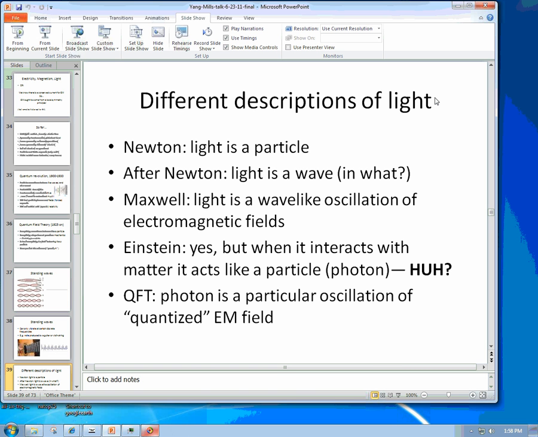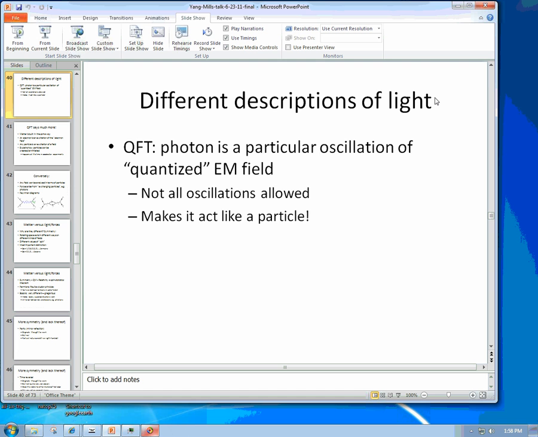Yes, fields are important, but the way fields work, because of quantum mechanics, they're unavoidably quantized, somewhat like that standing wave example, so that only particular excitations of the field are allowed. So a photon is a particular kind of oscillation of the quantized electromagnetic field. Not all oscillations are allowed. They come in discrete sets, and that makes it act like a particle. This isn't the final word on it, but that's sort of a basic quantum field theory description.